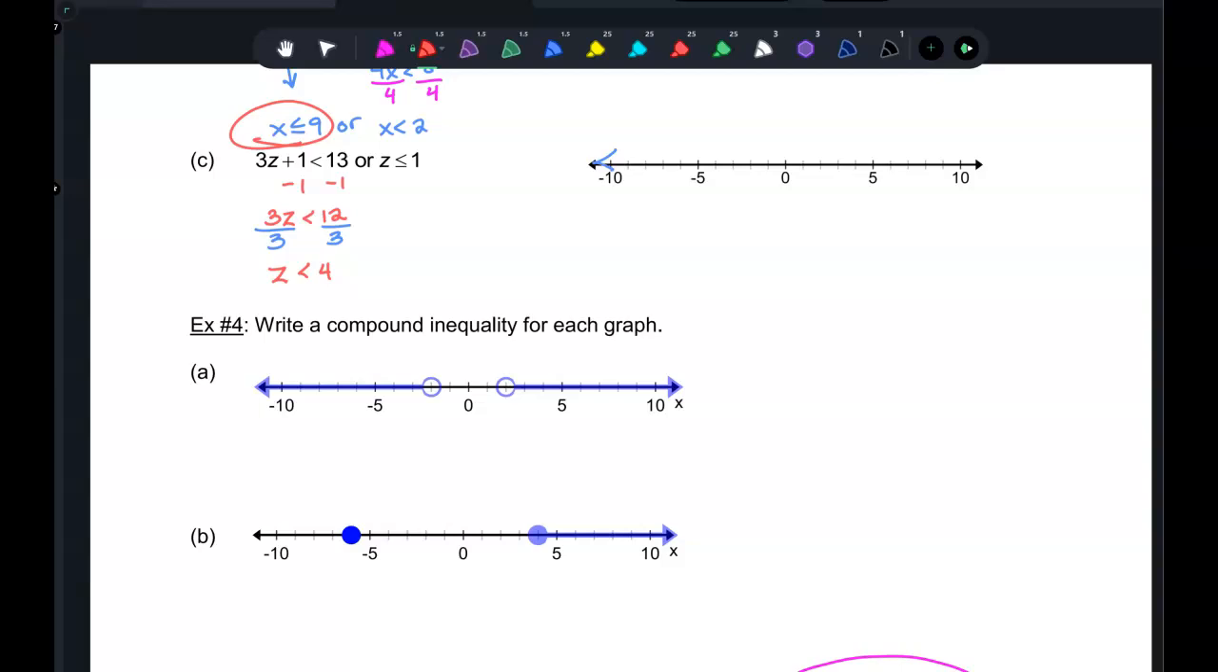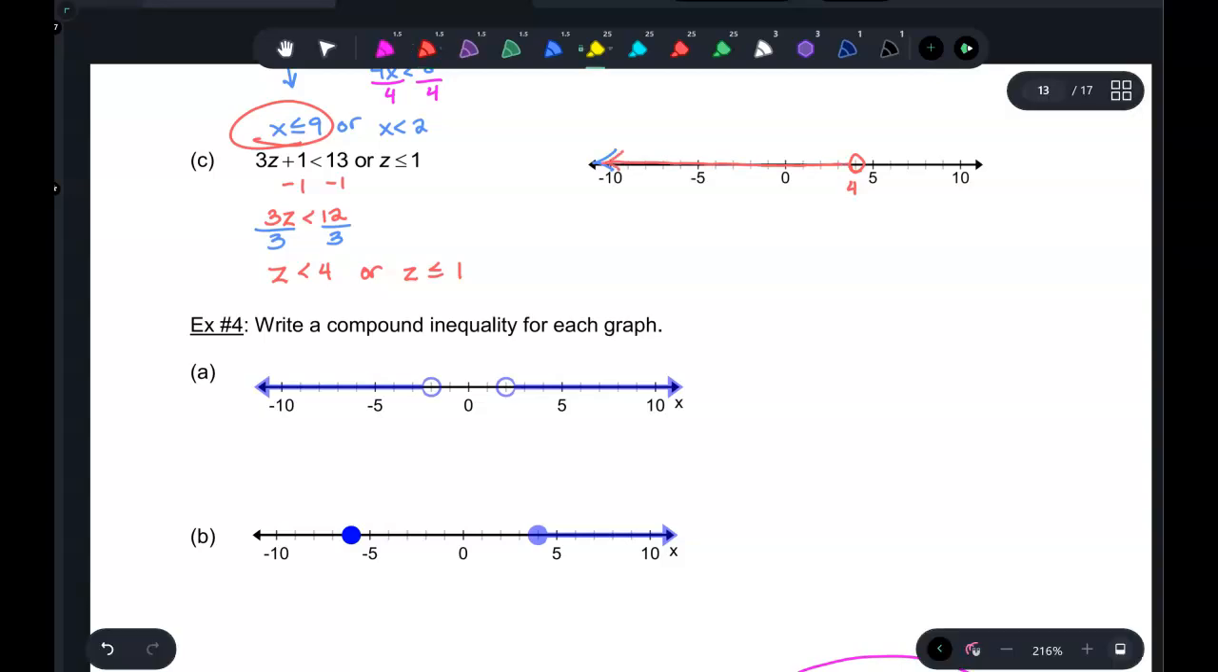Now I'm going to bring down. There was nothing to solve here, so it says or z is less than or equal to 1. Notice these are both less than. So remember on the previous one, my answer was whichever one shaded in more. So let's take a look. z is less than 4, so that would be here. Or z is less than or equal to 1.